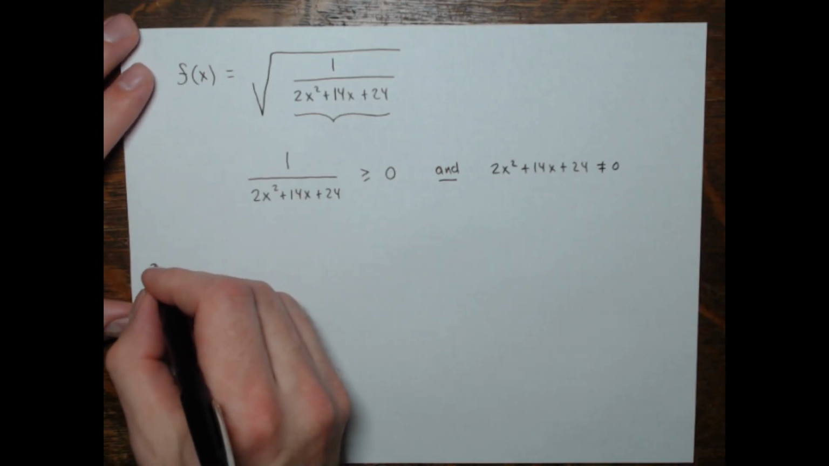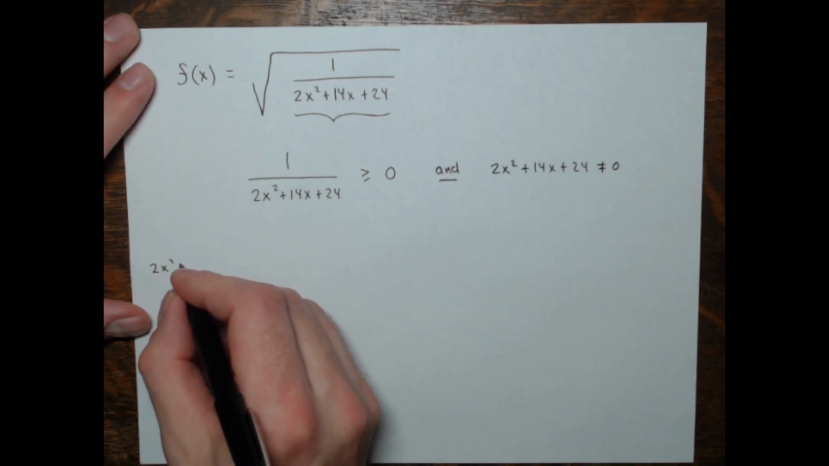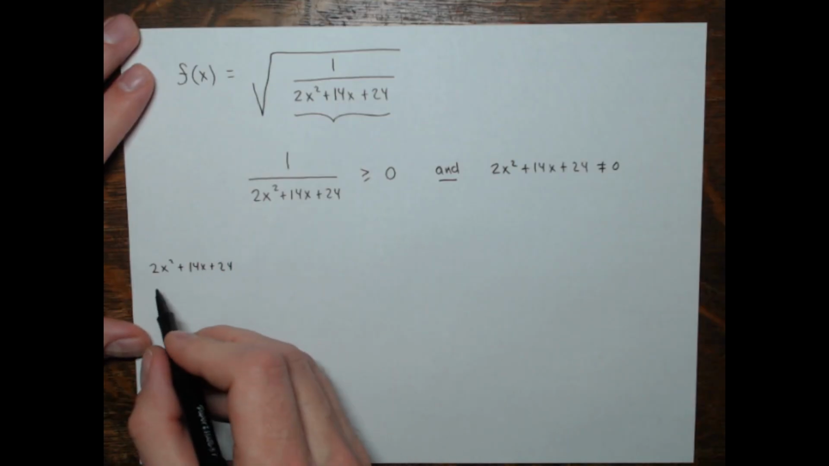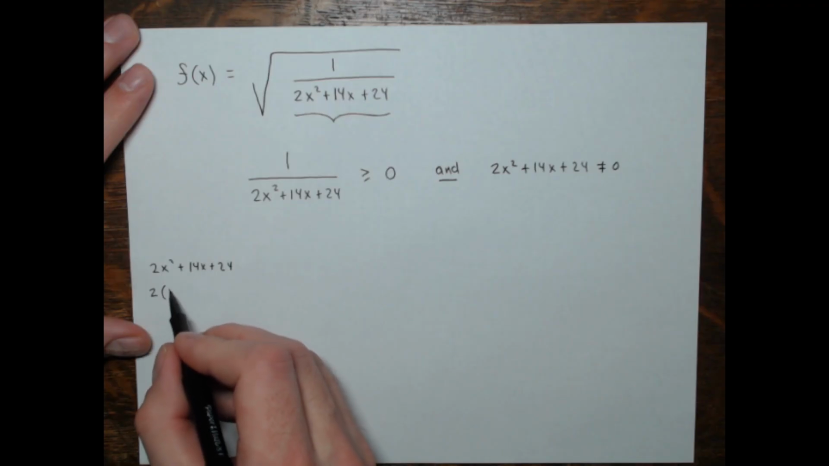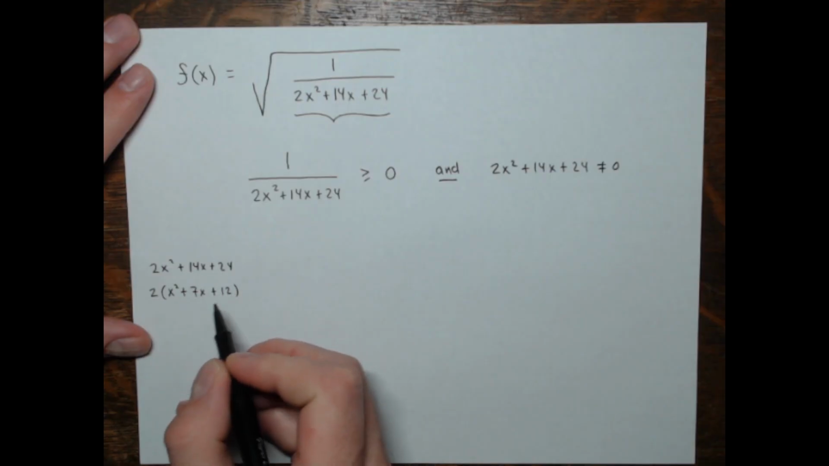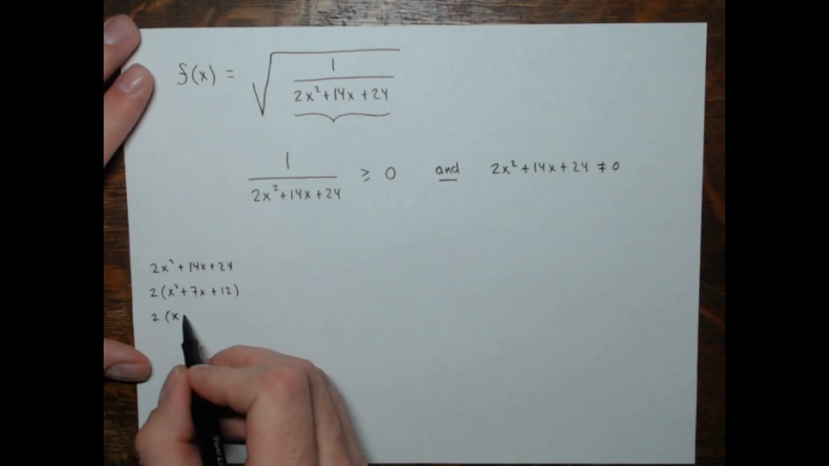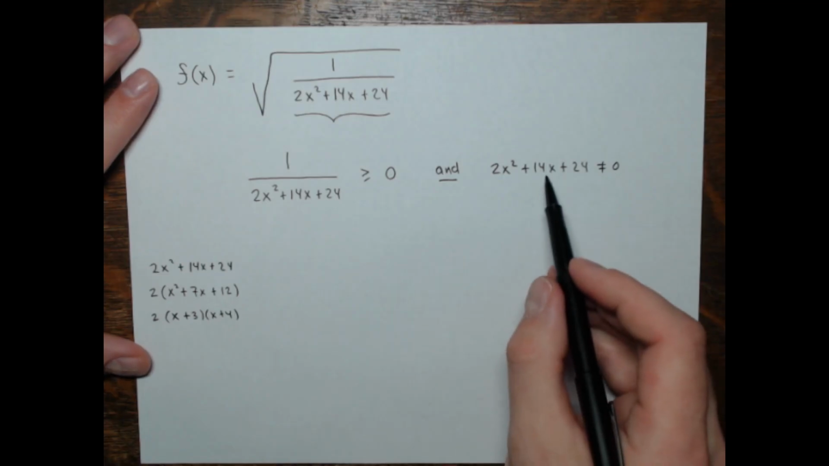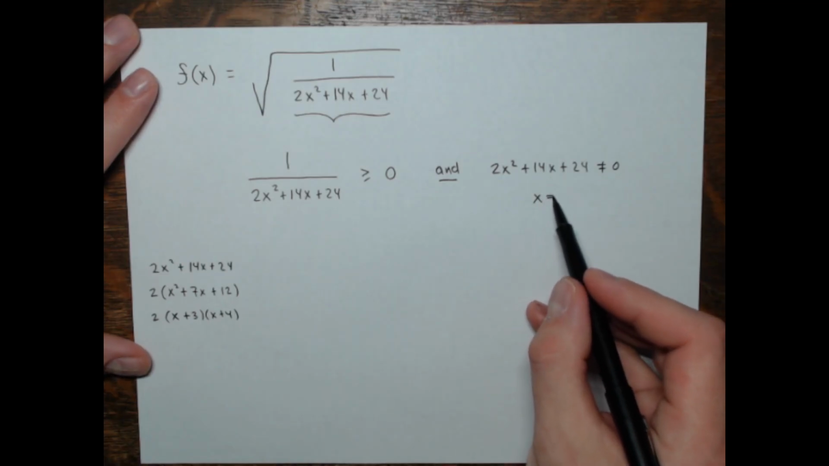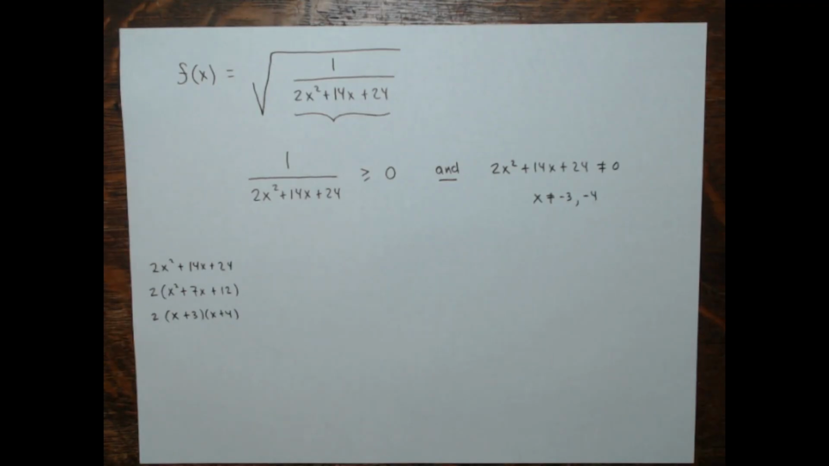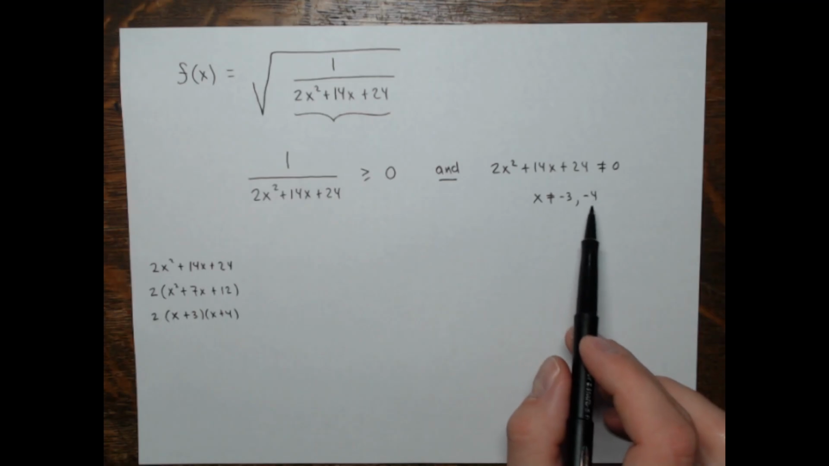Now 2x squared, let's look at that on its own. 2x squared plus 14x plus 24. Now I can pull a 2 out of that. That'd be 2 times the quantity x squared plus 7x plus 12. And that's 2 times x plus 3 times x plus 4. So yeah, the values that make it 0 are -3 and -4, right? So -3 and -4 can't belong to the domain here. There's definitely a discontinuity at those values.